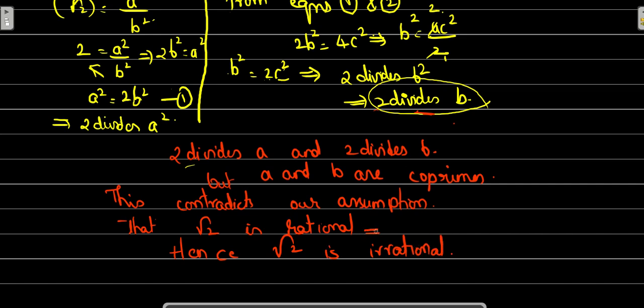It means, what does it mean? Our assumption is wrong, right. Our assumption is wrong. Therefore, root 2 is irrational.